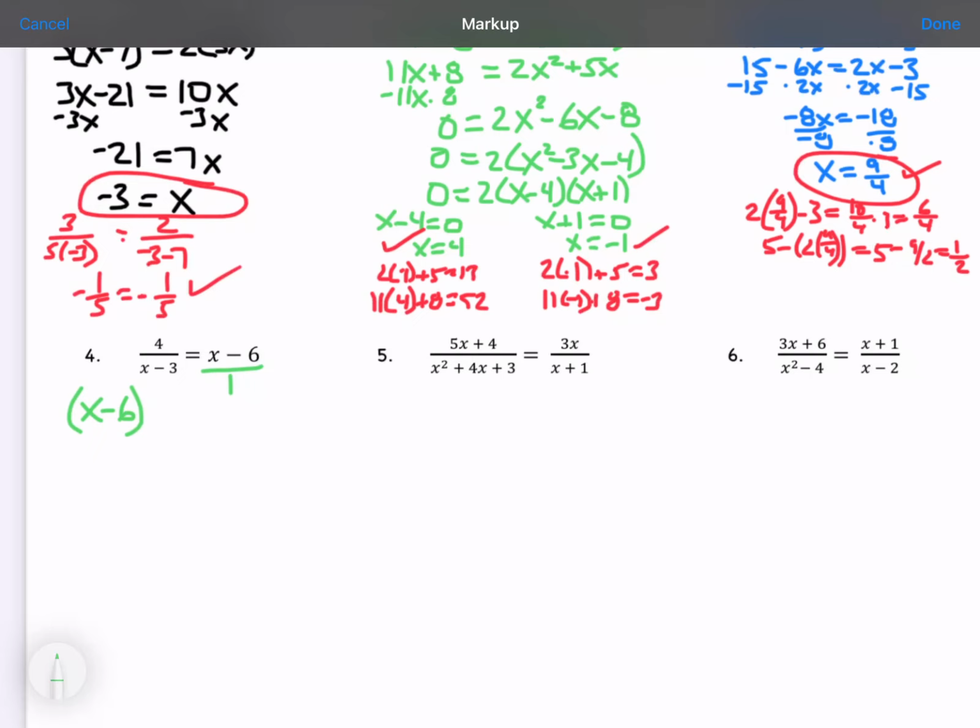1. Are you sure? Or 4. Are you sure? Oh, do you multiply it by x minus 3? And then it's the 1 times 4. Yeah. All right, so Hayden, what would this multiply out to be? Okay. It all equals 4.